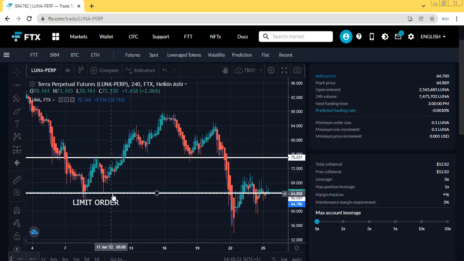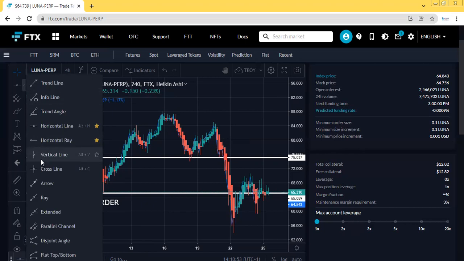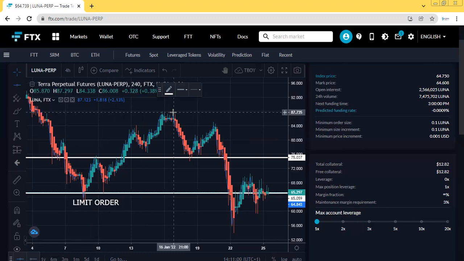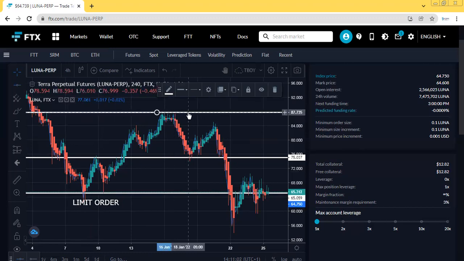As for the buy limit order, let's talk about the sell limit order. What is a sell limit order? Let me use this one to show you an example of a sell limit order. Okay, let's put it here.